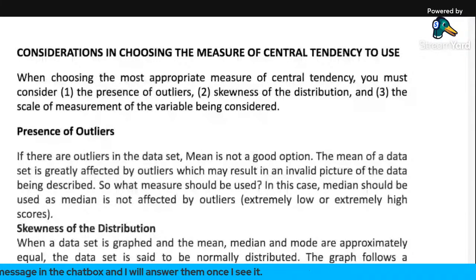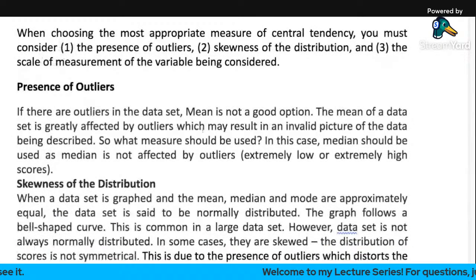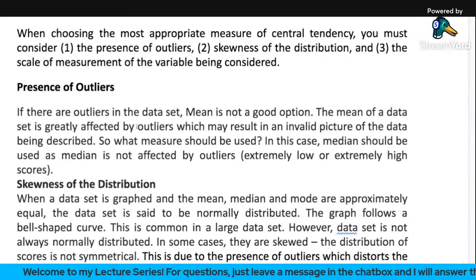So one consideration that you're going to make would be the presence of outliers. So if there are outliers in the data set, mean is not a good option. Okay? The mean of a data is greatly affected by outliers, like what we mentioned earlier, and it may result in an invalid picture of the data being described.